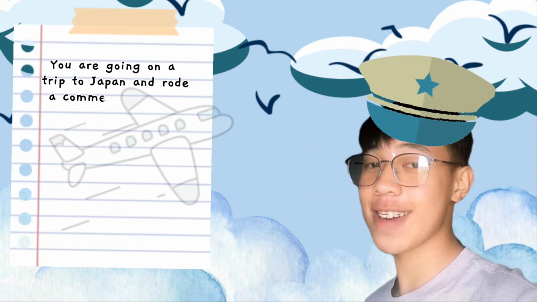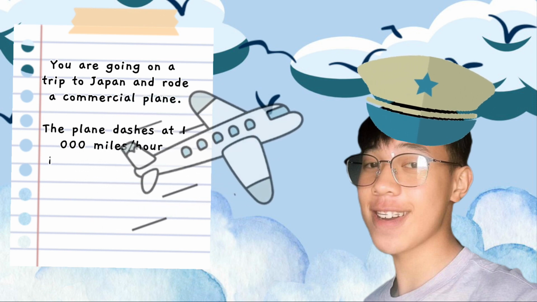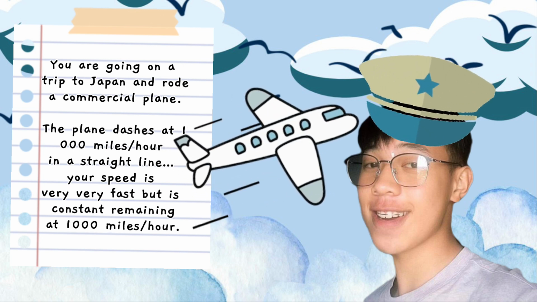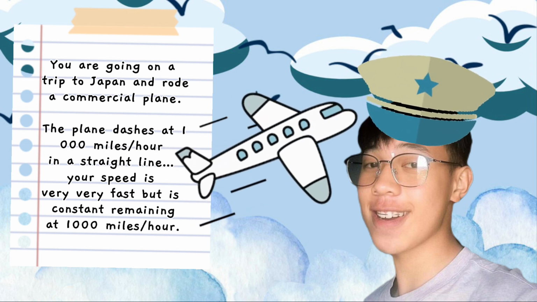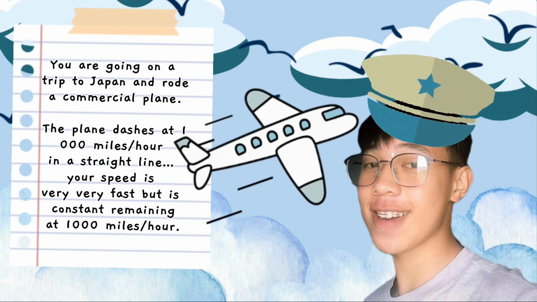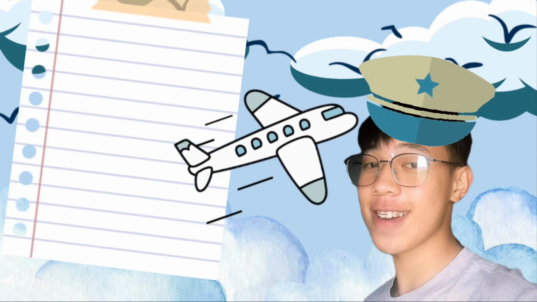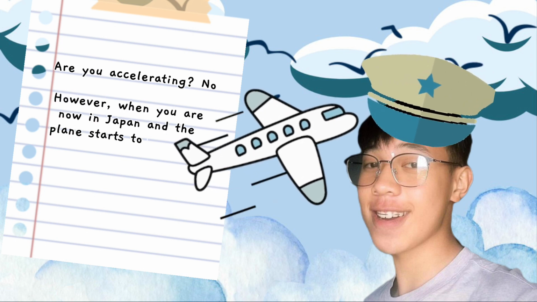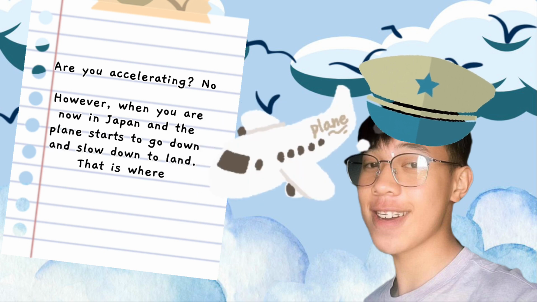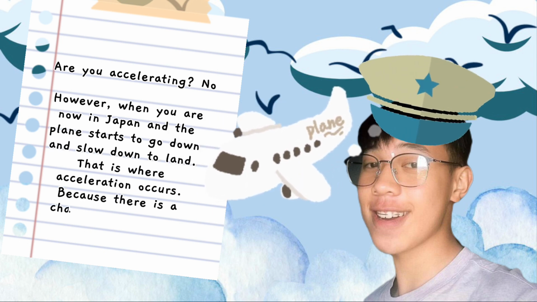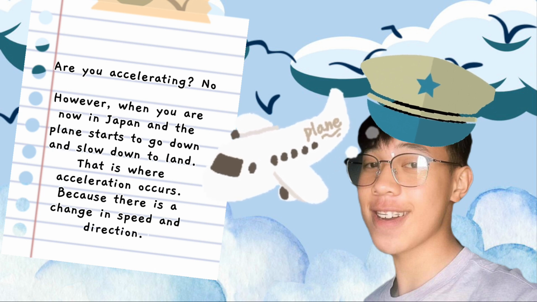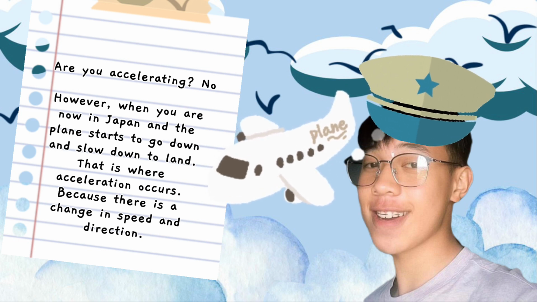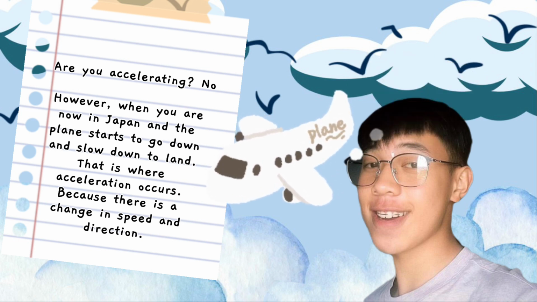For example, you are going on a trip to Japan and you rode a commercial plane. The plane dashes at 1,000 miles per hour in a straight line. Your speed is very, very fast but is constant, remaining at 1,000 miles per hour. Are you accelerating? No. However, when you are now in Japan and the plane starts to go down and slow down to land, that is where acceleration occurs, because there is a change in speed and a change in its direction.